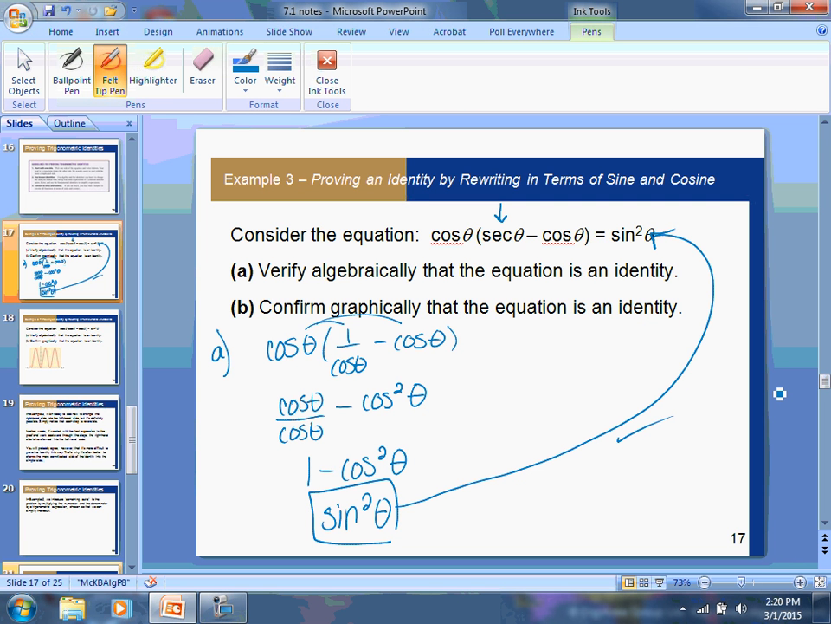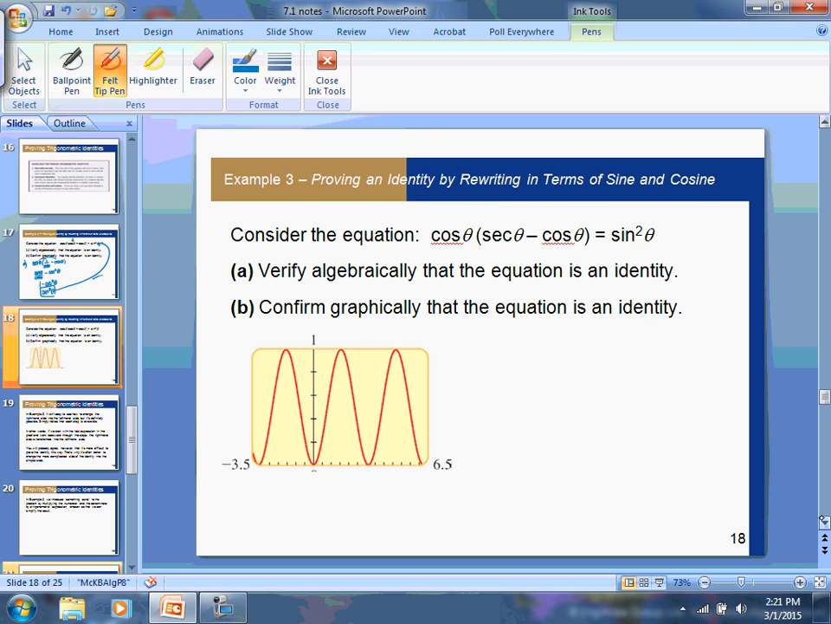Okay, now part B says that we need to confirm graphically that the equation is an identity. Now, if we were to do that, we would have to put the left-hand side into the graphing calculator for y equals, and put the right-hand side into the graphing calculator for a different y equals, and then graph them and see if it's actually the same graph, see if they match. And that's the picture that you would get if you did that.